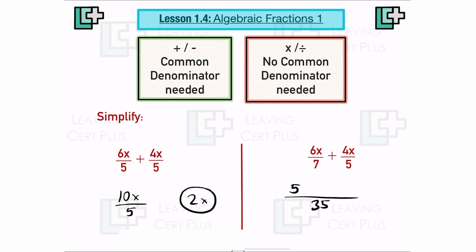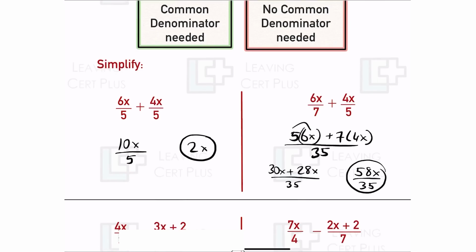So that's 5 multiplied by the 6x. And then what did I do to the 5? I had to multiply that by 7 to get 35. So let's do the same to the 4x. So 7 by 4x, that's going to be 30x. So 30x plus 28x over 35. Simplifying that, if we add them together, 30 and 28 are going to be 58. 58x over 35, and we can leave it as that.